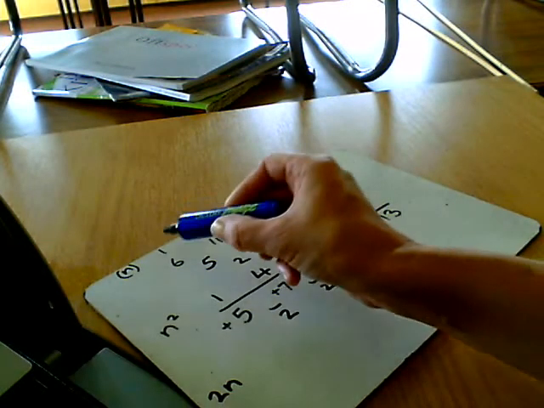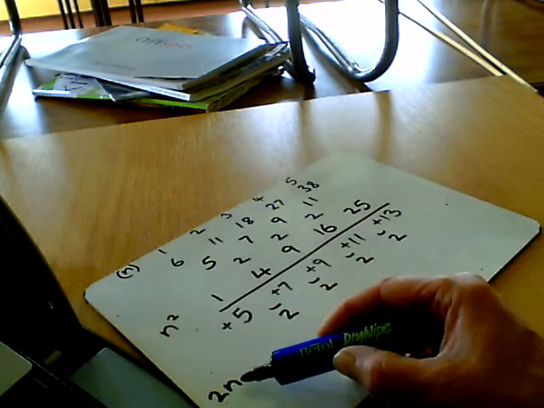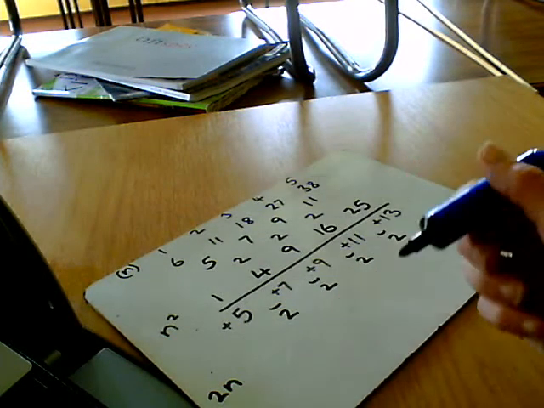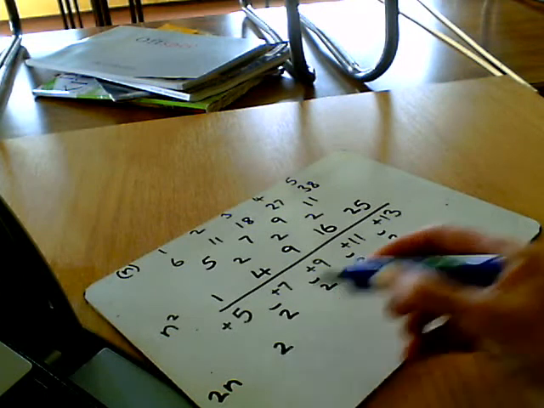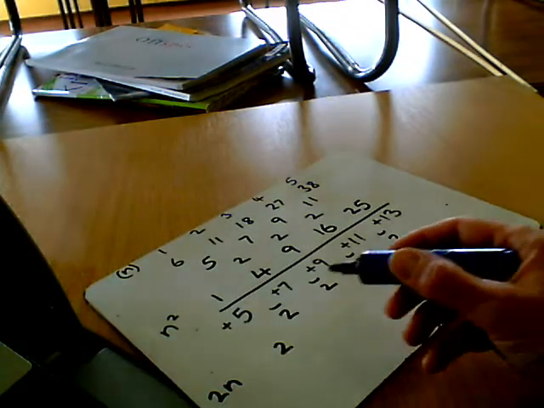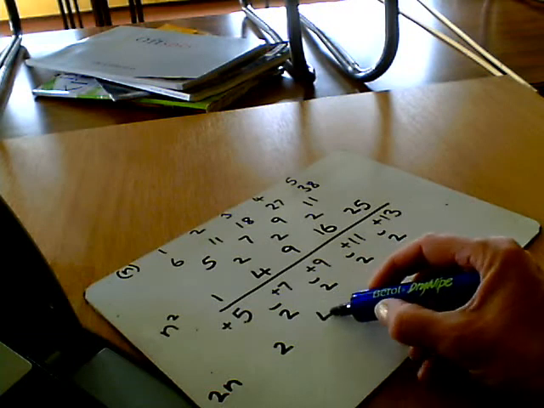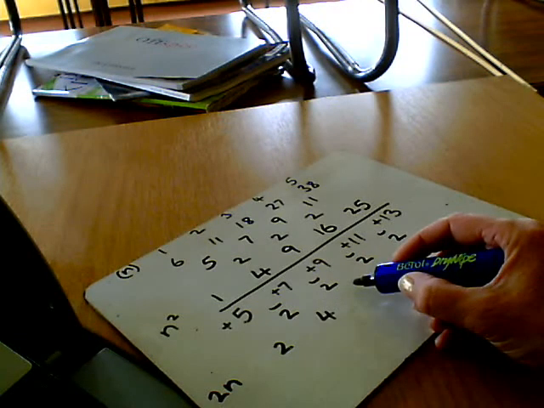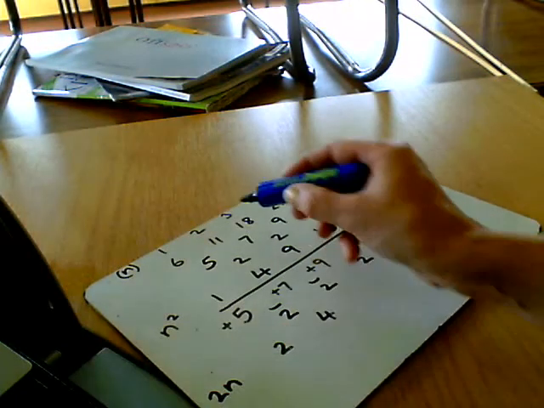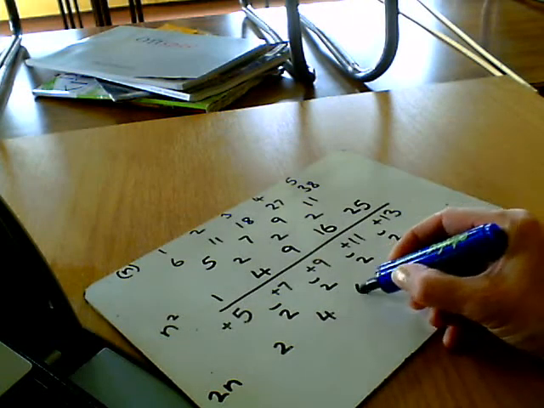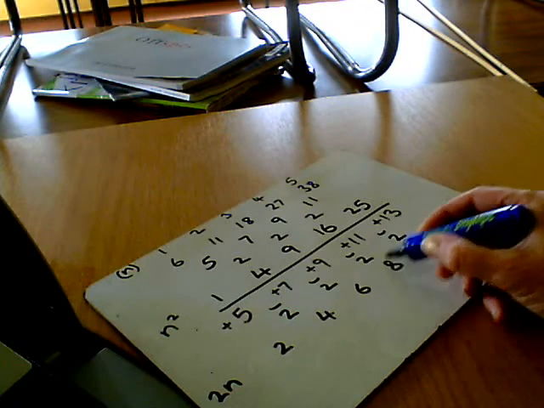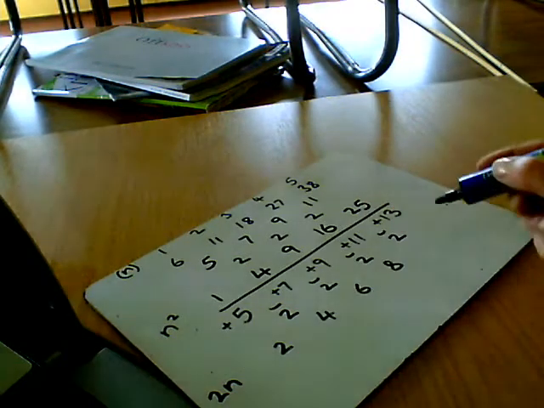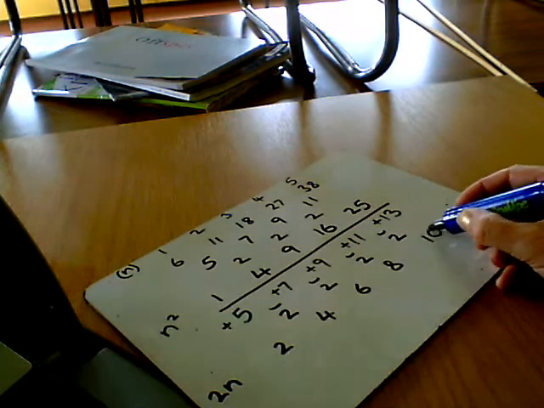Okay, I'm now going to substitute n into this part of the rule to create another sequence. So where n is 1, 2 times 1 is 2. Where n is 2, 2 times 2 is 4. Where n is 3, 2 times 3 is 6. Where n is 4, 2 times 4 is 8. And where n is 5, 2 times 5 is 10.